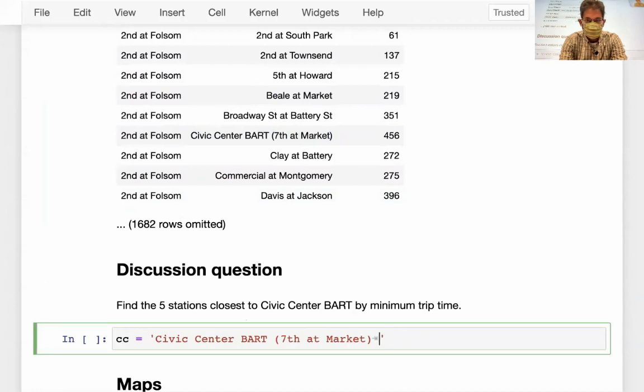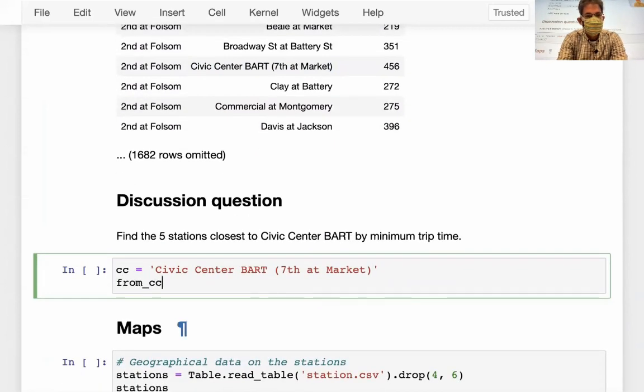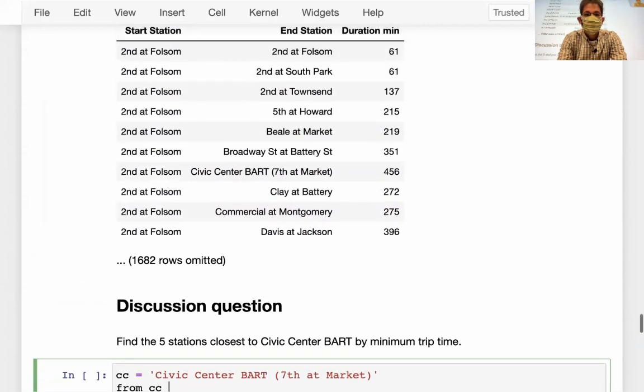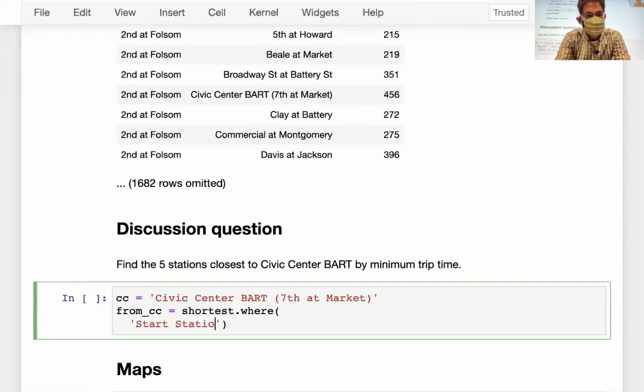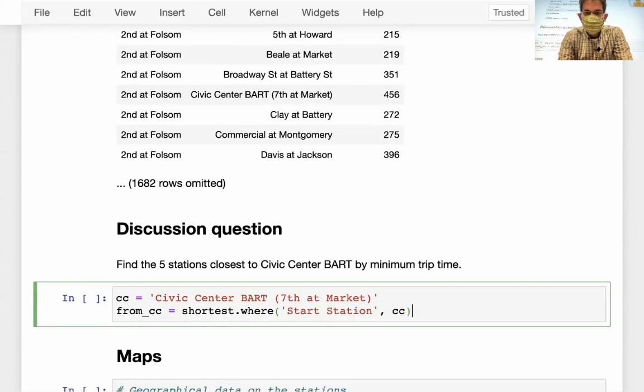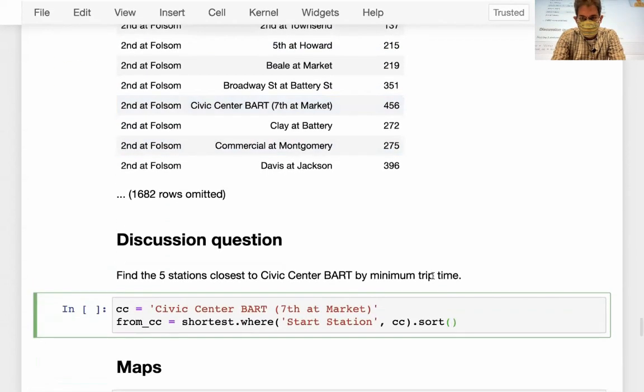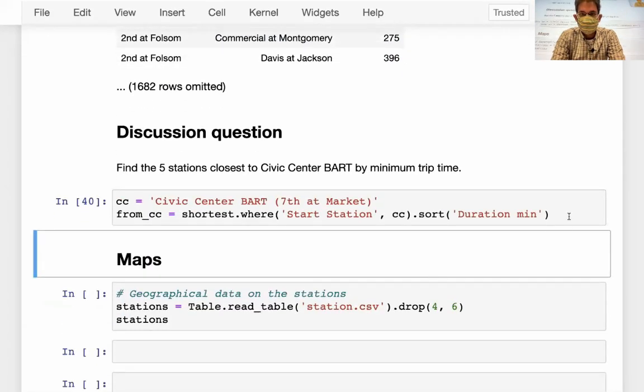We'll call it CC. Table of trips, and these aren't trips, these are places you could go from Civic Center BART station. Is take the whole shortest table that we already made. Now we select from it pairs where the start station is the Civic Center. Then we do what? Sort. Sort by this duration min column. Oh, got to show it here.